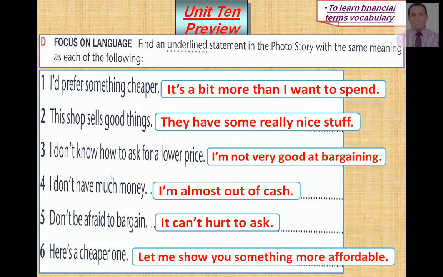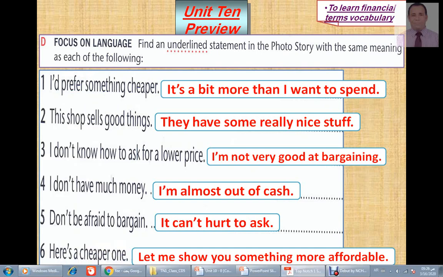Finally, here is a cheaper one. Let me show you something more what? More affordable. Let me show you something more affordable. More affordable means something that you can buy or that you have enough money to buy. So this is affordable, something you can buy, or something that you have enough money to buy. It's not such an expensive thing.